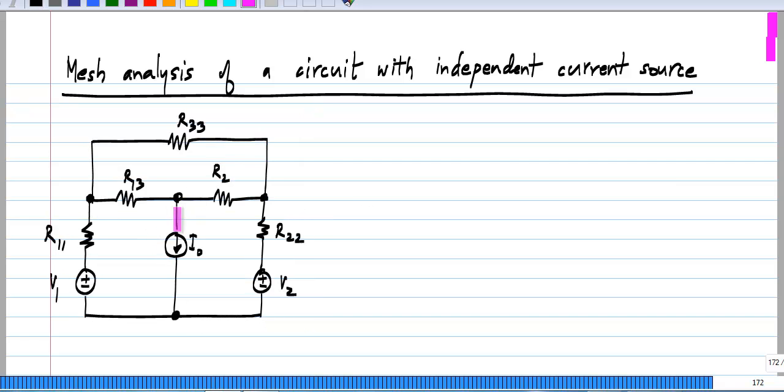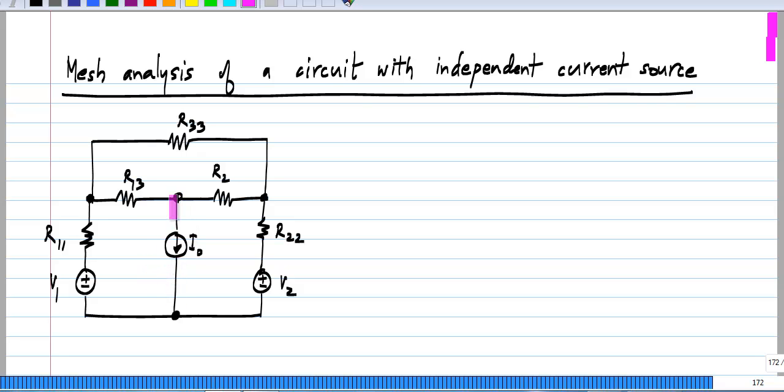Let me take the circuit where here I have an independent current source. You recognize that this is the same circuit we had earlier, except that I replaced the resistor with an independent current source. Now, while writing mesh analysis equations, we had the voltage drops around each mesh equal to the voltage rise due to the independent voltage source in the mesh. The problem with the current source is that the voltage across the current source is unrelated to the current through the current source.